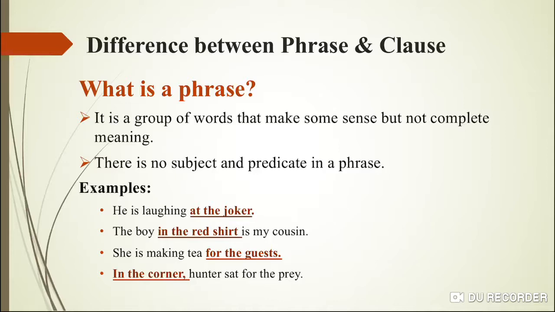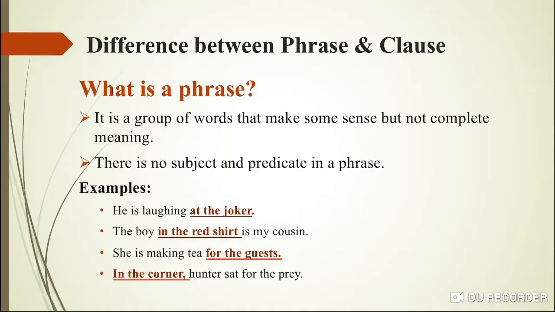Like you can see in the examples, he is laughing at the joker. I underlined at the joker because at the joker is a phrase. This is a group of words from which we get some sense, and their arrangement is fine. You can get the meaning of these words, but you cannot completely understand them in context with the rest of the sentence until the rest of the sentence joins it.